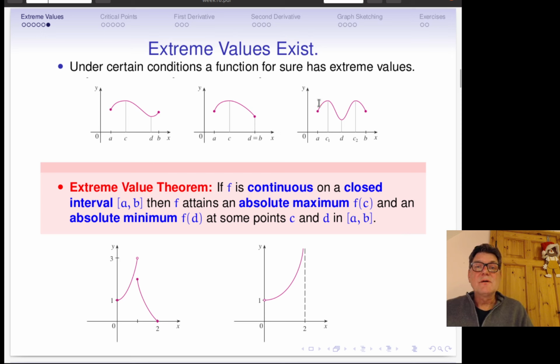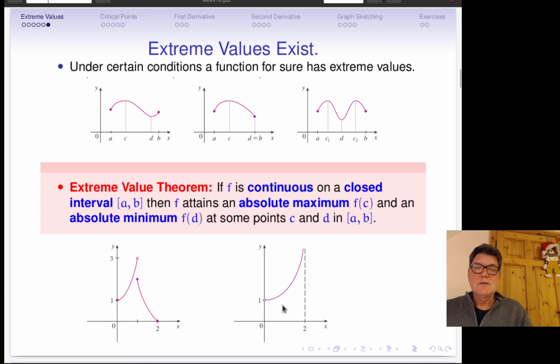The functions are obviously continuous, they're defined over a closed interval, and there are marked the points C and D where the maximum or the minimum value is attained. Down here are two further diagrams, graphs of functions which don't have this property. In the first example, the maximum value is not attained over the interval because the graph is broken, or in calculus language, this graph is not the graph of a continuous function.